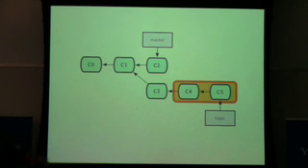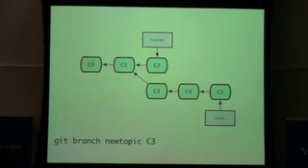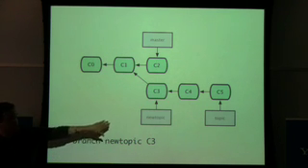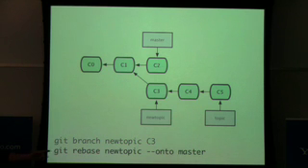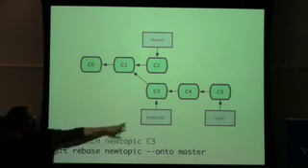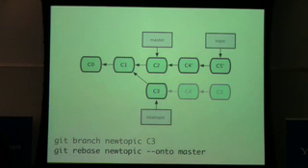But if you just want 4 and 5, then you can move them independently. So what you want to do is create a new branch at C3 to just put a pointer there so that the rebase logic will work properly. And you can say rebase new topic, because the first common ancestor will be itself, and dash dash onto master, and that'll just move those two up.